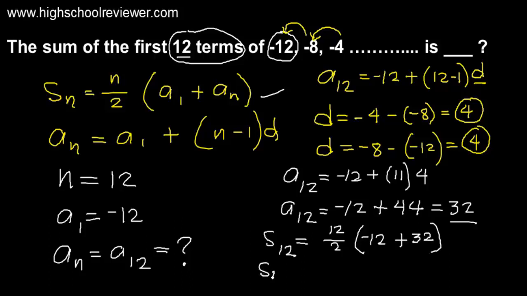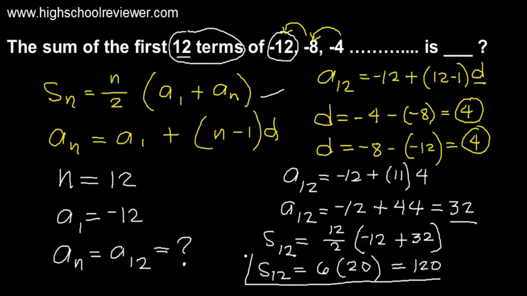So our S12, or the sum of 12 terms, will be 12 divided by 2, that is 6. And then we have here positive 32 minus 12, that will give us positive 20. So 6 multiplied by positive 20 is positive 120. So our sum of all terms is now positive 120. And this is our final answer.